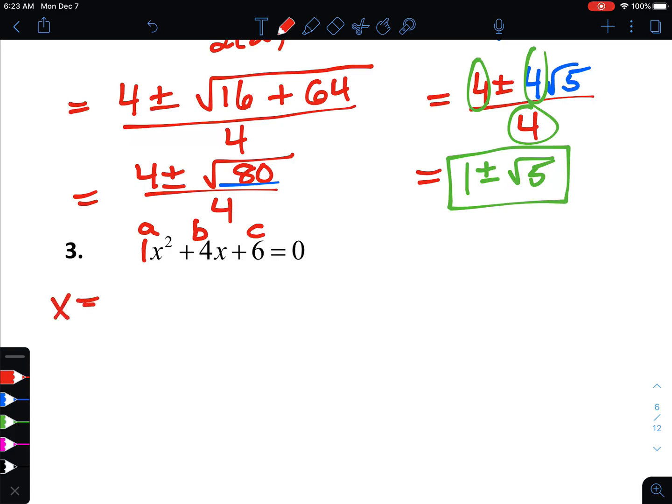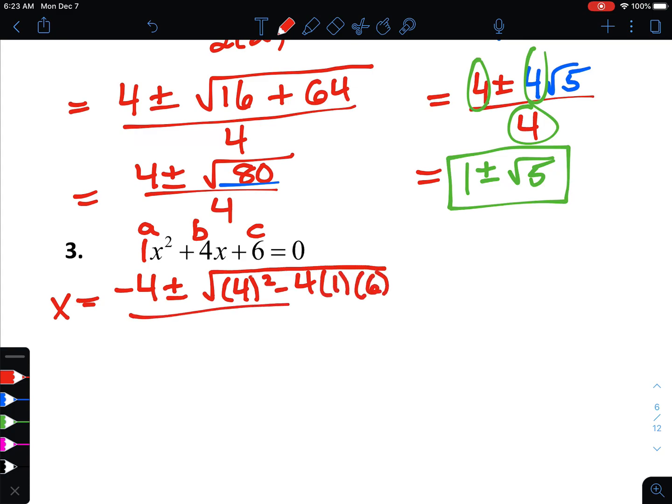All right, so putting those into our quadratic formula, x is equal to the opposite of b. Opposite of +4 is -4, plus and minus the square root of b squared, which is 4 squared, minus 4 multiplied by a, which is 1, multiplied by c, which is 6. All over 2a, so 2 multiplied by 1.